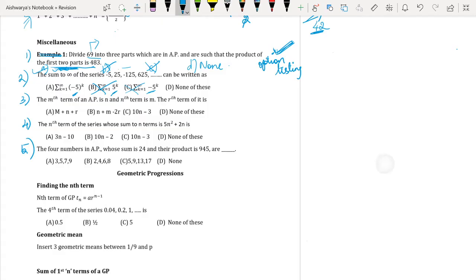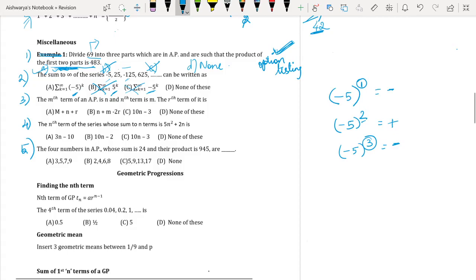Option A, the impact of option A is minus 5 raised to the power of 1, minus 5 raised to the power of 2, minus 5 raised to the power of 3. So all the odd powers will give you negative, whereas even powers will be positive. So alternately, all the odd powers are negative and all the even powers are positive. So that way this satisfies.